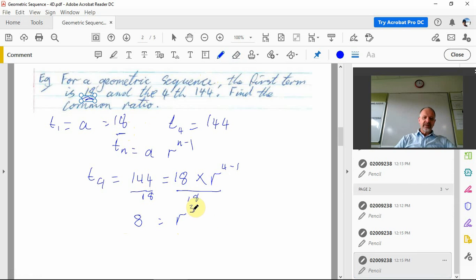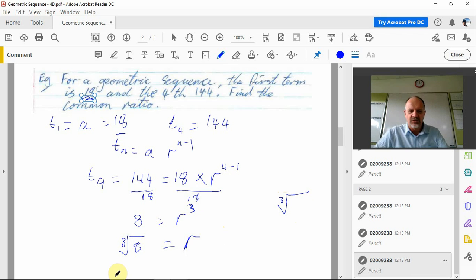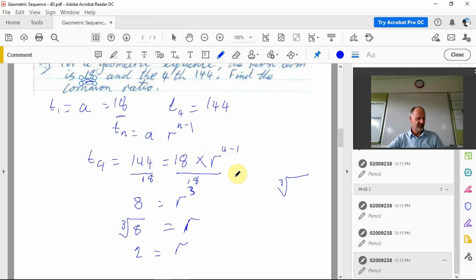And so now we need to get rid of that cubed, and opposite to cubing would be cubed rooting. So the cubed root of 8 equals r, if we cubed root both sides. Now the cubed root of 8, the number that multiplies by itself 3 times to get 8, that number is 2, of course. All right, so the common ratio then is 2.